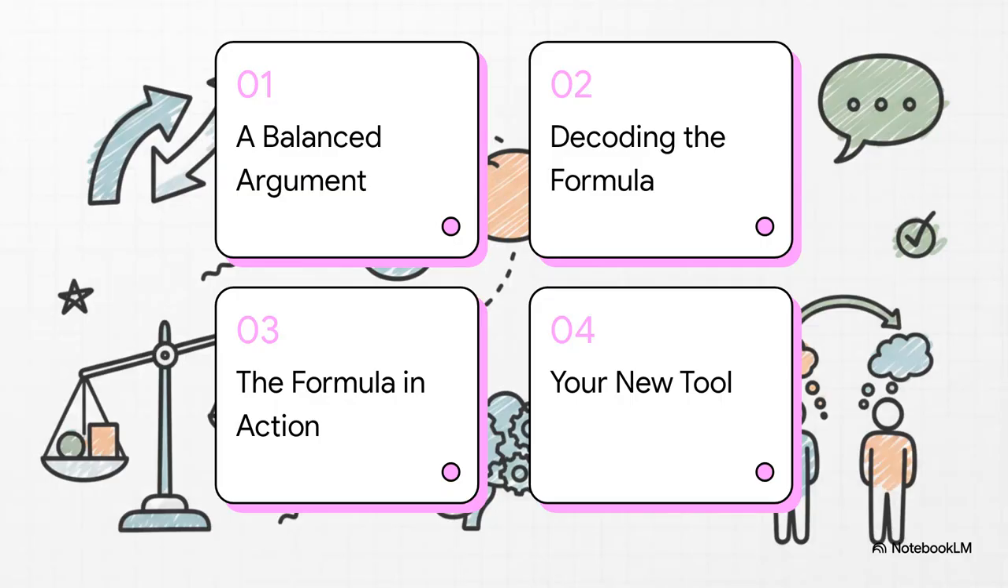So, here's what we're going to do. First, we'll see a perfectly balanced argument in the wild. Then we're going to decode the four-part formula that makes it tick. After that, we'll actually apply it to some new topics. And finally, we'll talk about why this is about to become your new favorite communication tool.